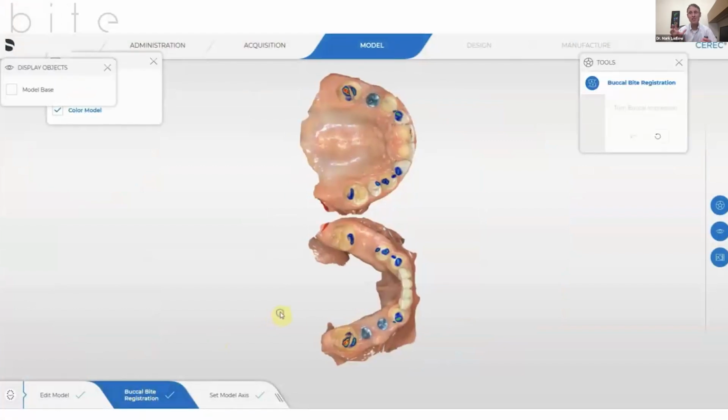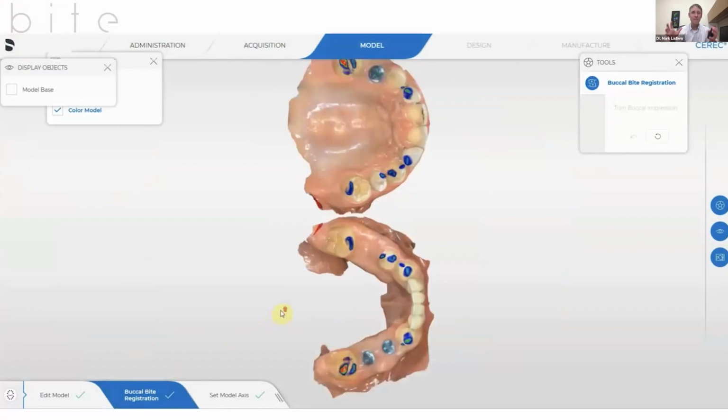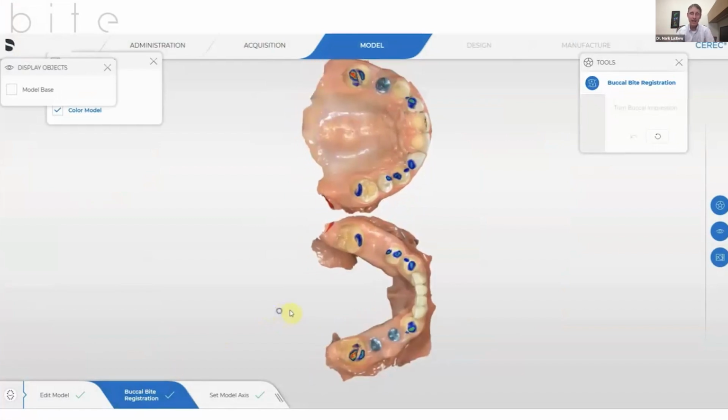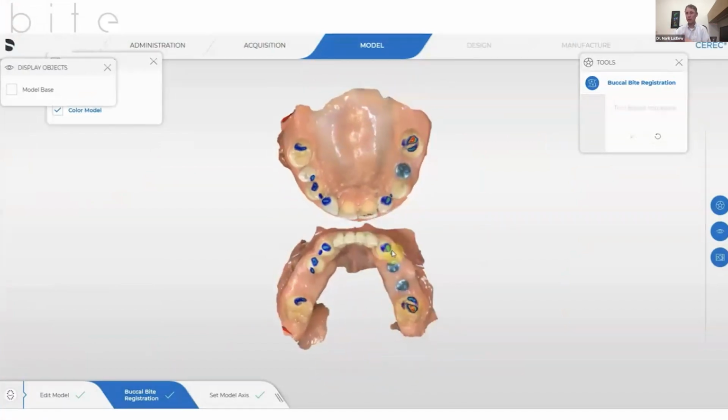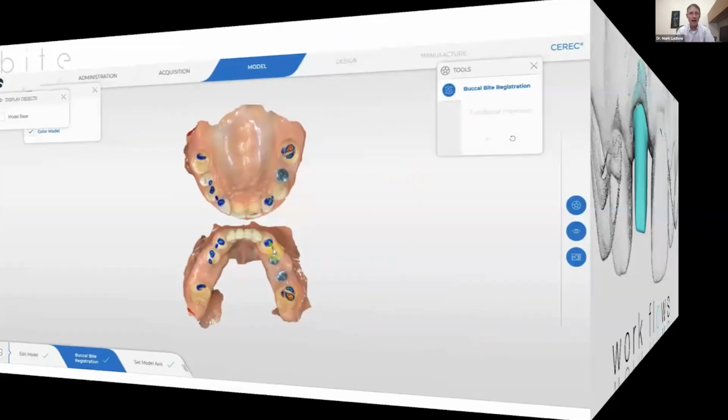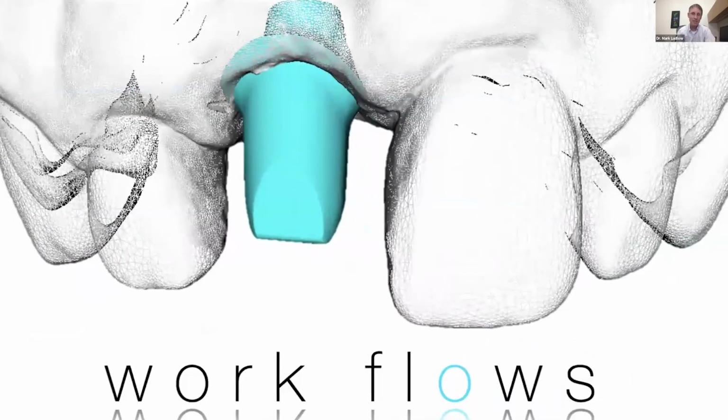So that's just some practical help. If you're new to scanning or you want to improve your scanning, a lot of it just has to do with where you're sitting and where the scanner is relative to the patient. Now, let's go ahead and finish things off here looking at some different workflows.